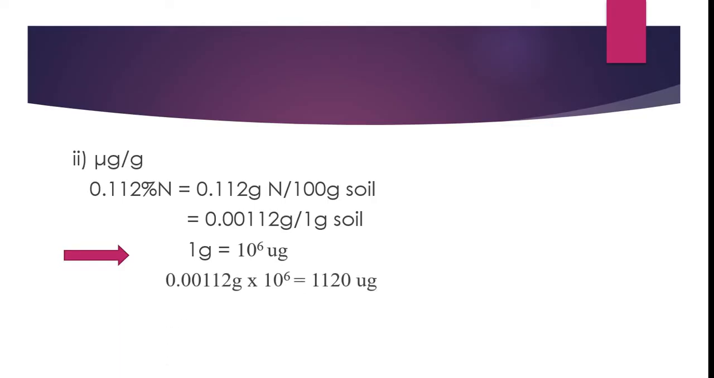So we do that. 0.00112 grams times 10 to the power 6, we get 1120 micrograms as our value. So the final answer becomes 1120 micrograms per gram of nitrogen. It means that in every 1 gram of soil, we have 1120 micrograms of nitrogen. That is the meaning. All right.